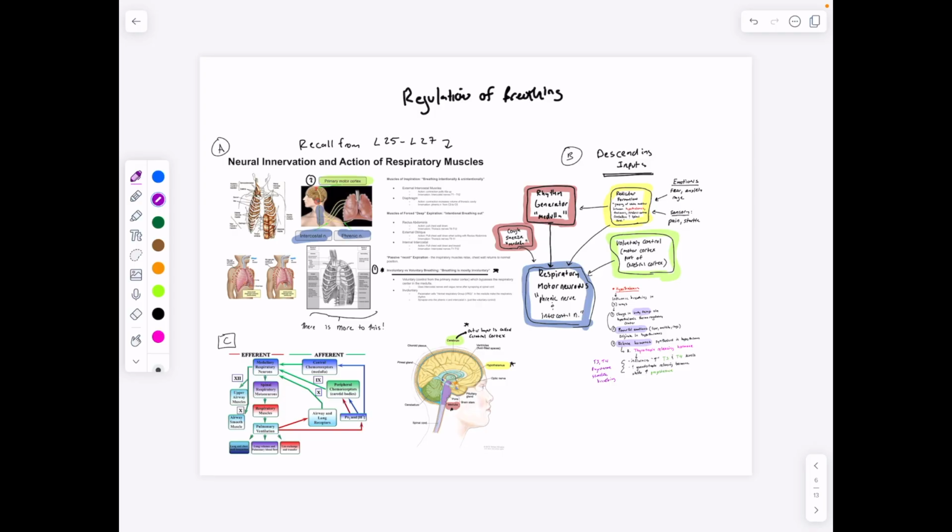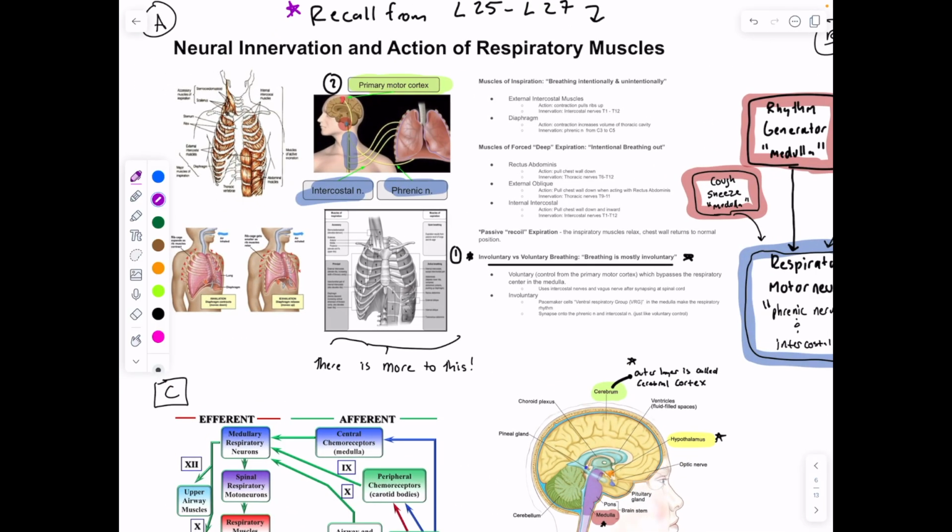All right, on to lecture 32 material, regulation of breathing. Basically, what we're looking at is the innervation of breathing, and if you recall from lecture 25 through 27 of physio, we talked about involuntary versus voluntary breathing, recognizing that breathing is mostly involuntary from signals that start in the medulla. Then you can also have voluntary breathing, which is typically due to the primary motor cortex of the cerebral cortex, and that will bypass the command center in the medulla and synapse directly in the spinal cord with the intercostal nerves and the phrenic nerves, which innervate the external intercostal muscles and the diaphragm involved in breathing itself.